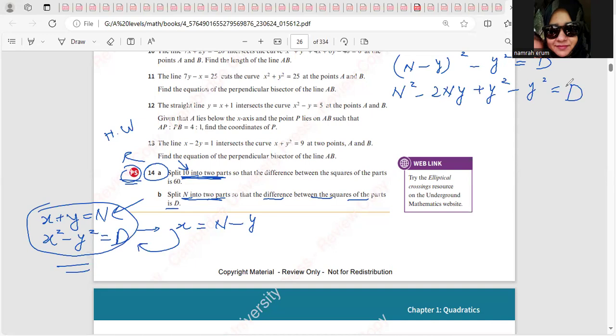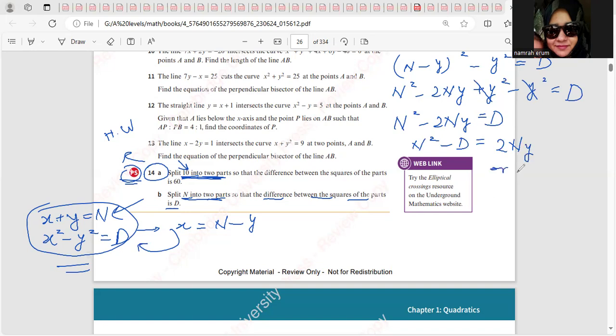Yes, miss. It's not 2n squared. It's only n squared. That is your mistake. Okay? Yes, miss. And your n squared is also gone. It should be n squared, not n. And then this is cancelled. This is n squared minus 2ny is equal to d. I need to find the value of y and put it into x. So it will be n squared minus d is equal to 2ny, right?